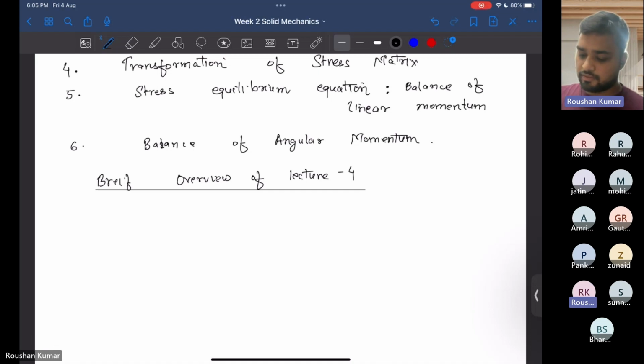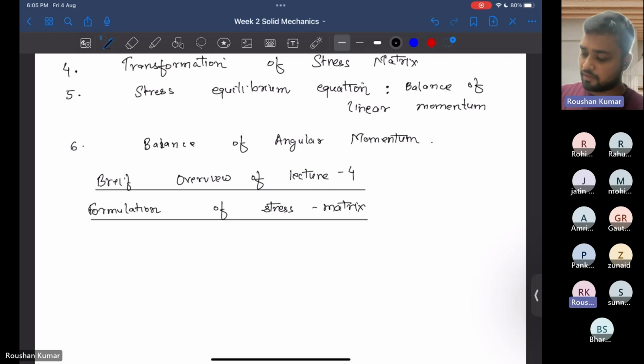So in this lecture, transformation of stress matrix is discussed, and as I told earlier, in the previous lecture information about the traction vector and stress matrix was given to you. So in this lecture, first of all, formulation of the stress matrix. In this topic, the first one is transformation, which means if we know the stress matrix in one coordinate system, then what are its components in a different coordinate system?